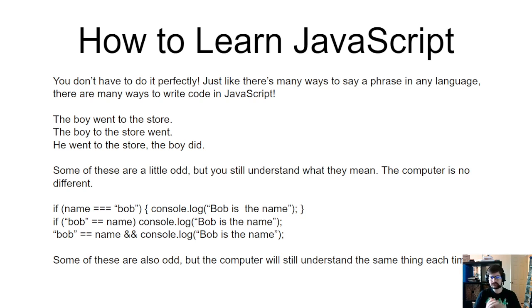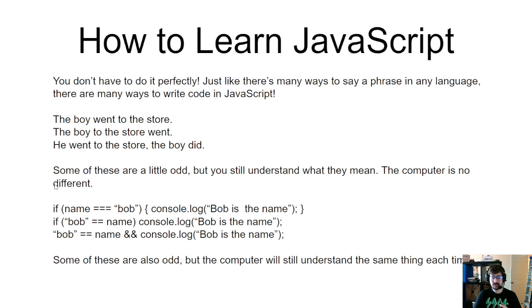For example, the boy went to the store. If I say the boy to the store went, you kind of think I'm talking a little bit like Yoda, but you understand what I mean. He went to the store, the boy did, is actually grammatically correct English. It's just a little archaic. It still works. And the computer is not completely as smart, but it needs all the pieces. If they're slightly in different orders, it'll understand. So look at these three JavaScript sentences. They're a little different, each one of them, and the one at the bottom is very different. But the computer still understands each one of them and understands what you're trying to do, and they all will essentially accomplish the same task.